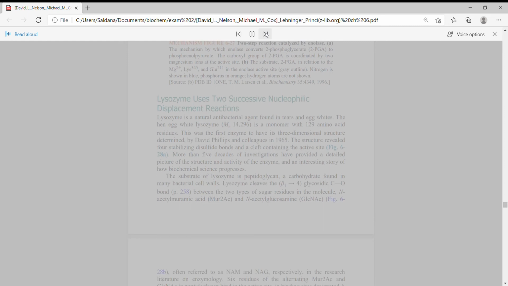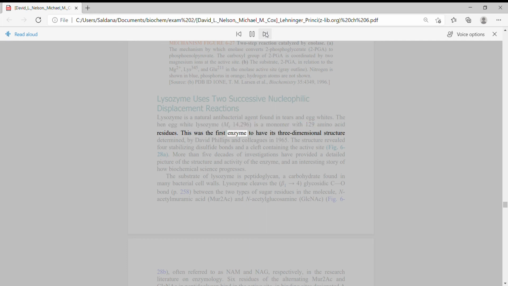Mechanism Figure 6-27. 2-step lysozyme uses 2 successive nucleophilic displacement reactions. Lysozyme is a natural antibacterial agent found in tears and egg whites. The hen egg white lysozyme, Mr 14296, is a monomer with 129 amino acid residues.